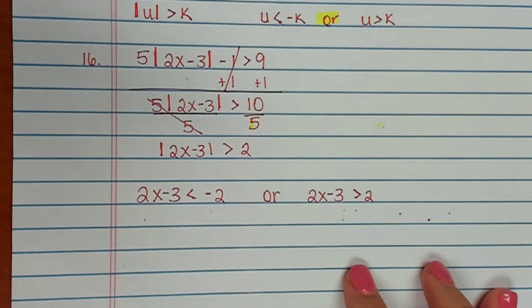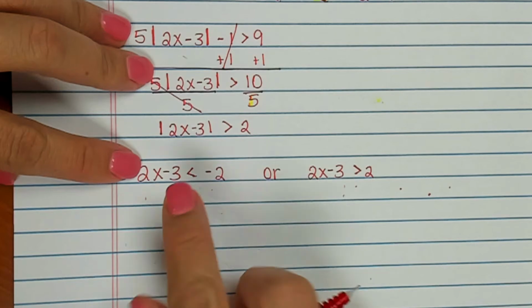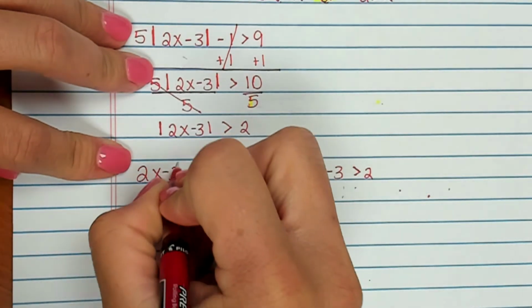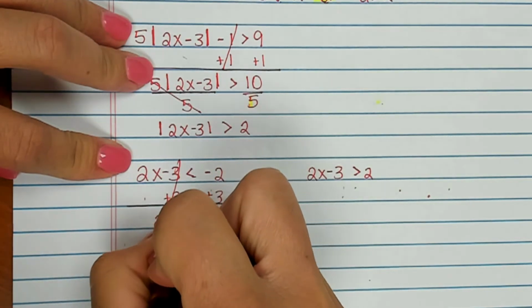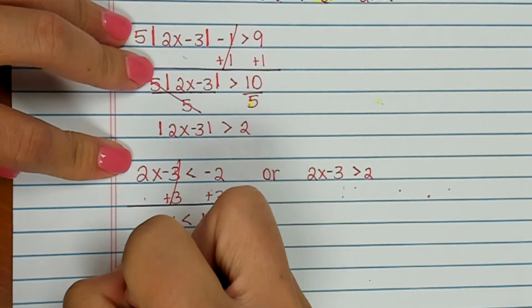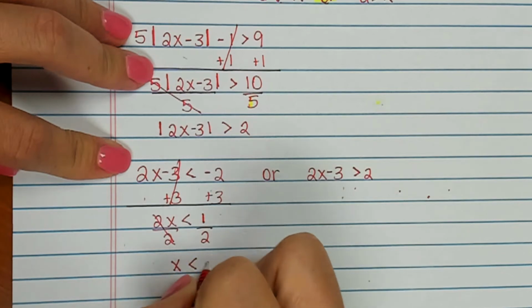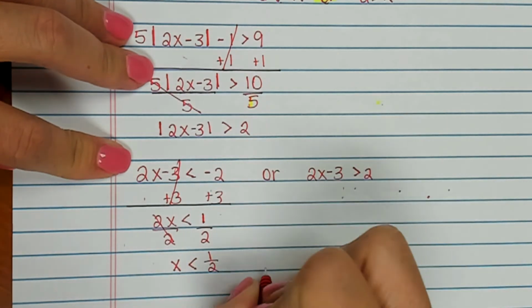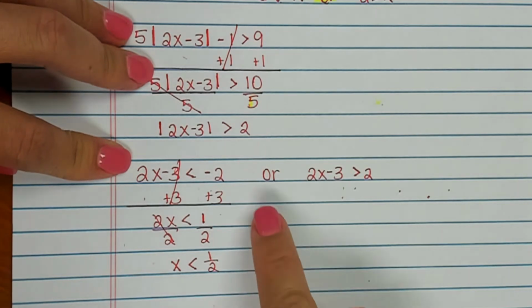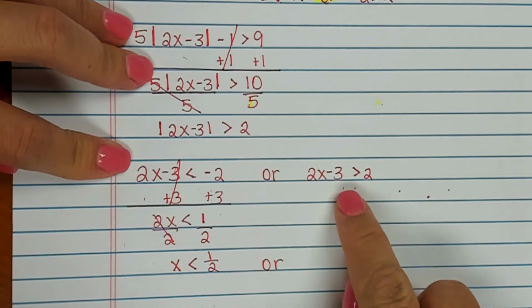From there, we're going to solve it just like we did all of the other ones today. I want to isolate my variable, first by adding 3 on this side. That will leave me with 2x is less than 1. We divide by 2, and that leaves me with x is less than 1/2. And I want to drop down that or, because I don't want to forget that it is an or statement.